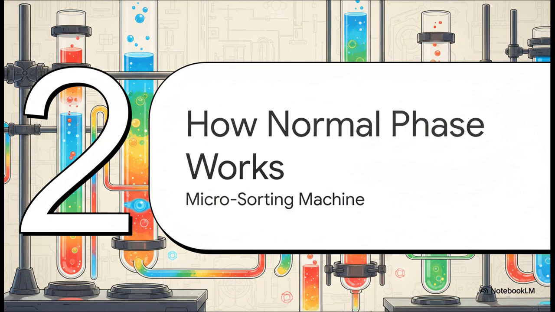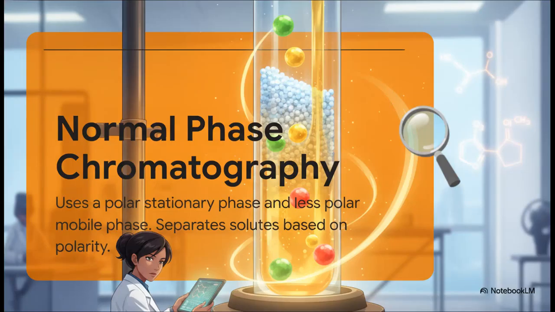That brings us to Section 2, how normal phase works. This is our micro-sorting machine. To solve this billion-dollar problem, we have to look at our micro-sorting system in action. Normal-phase chromatography uses a solid, highly polar stationary phase packed tight inside a column, and it washes that column with a less polar liquid, which we call the mobile phase.